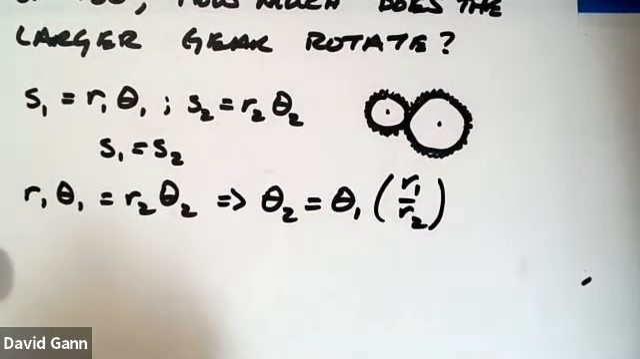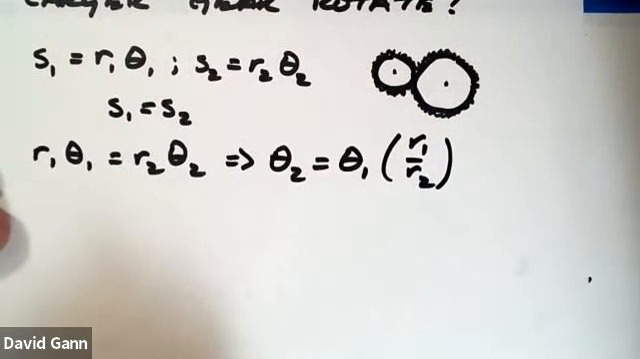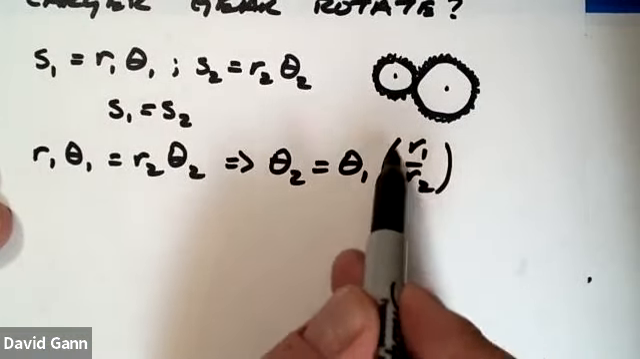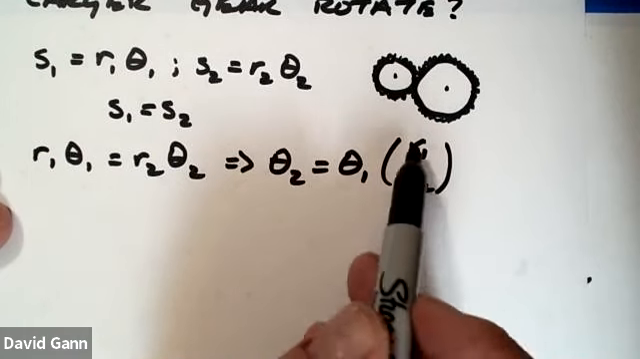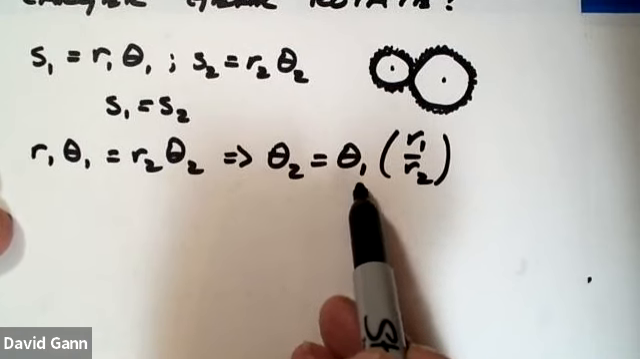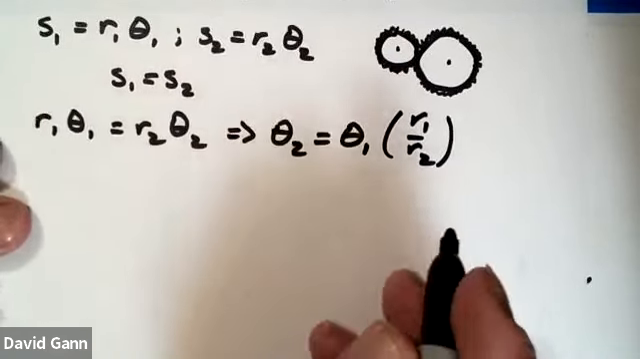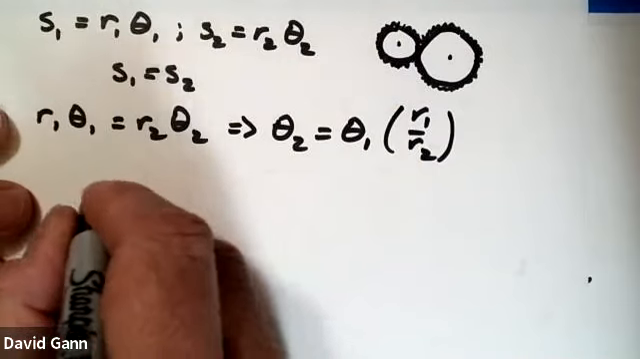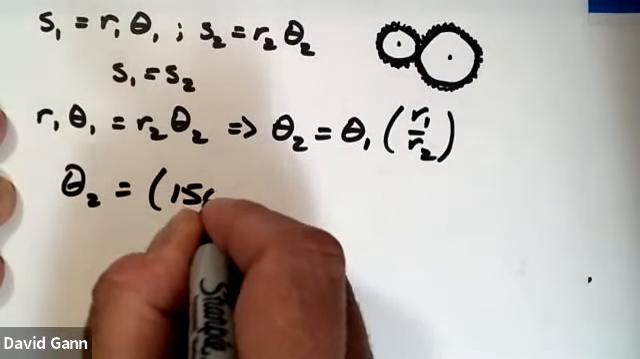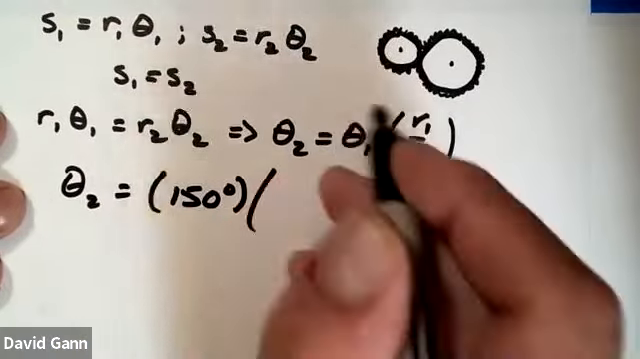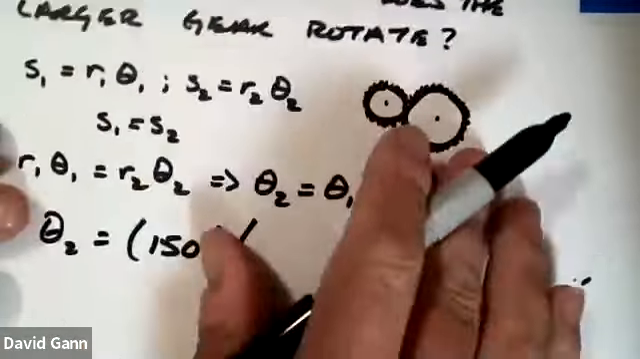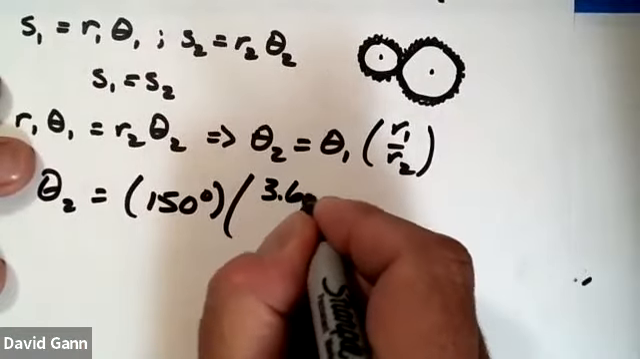So rearranging this equation, I have that theta 2 is equal to theta 1 times the ratio R1 over R2. And we don't have to do any funny unit conversion because this is going to be a unitless number, provided that the radii are both measured in the same distance unit, which they are, and this is in degrees. So this answer will be in degrees. And we'll just go ahead and calculate it out. So theta 2 is equal to 150 degrees times the ratio, the smaller, 3.6, divided by the larger, 5.4.